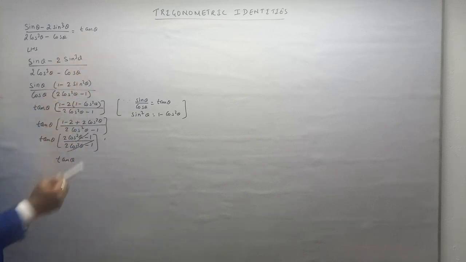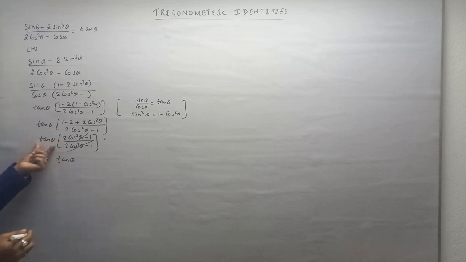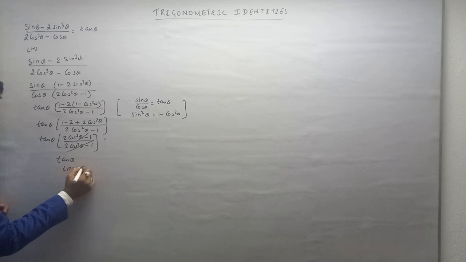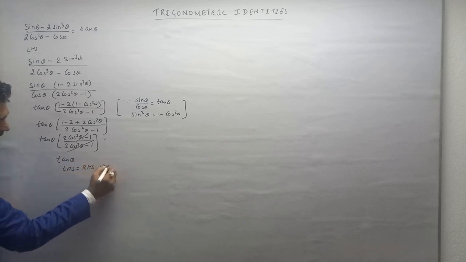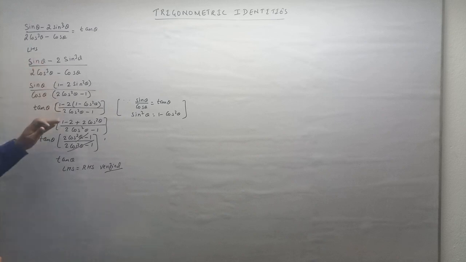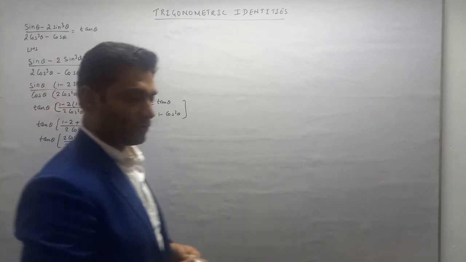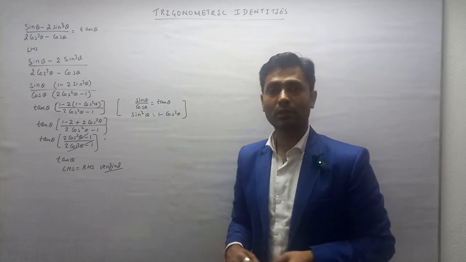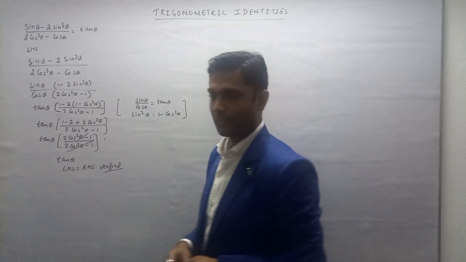Our right hand side is also tan theta. We are just left with tan theta in the left hand side as well. So we'll write LHS is equal to RHS. This is verified, or you can even write proved. So in a very simple way, we can prove these kind of identities where we need to show that the left hand side and the right hand side are equal to each other.